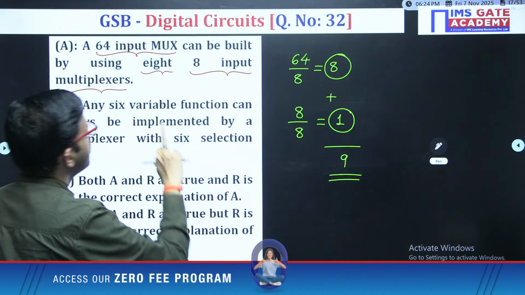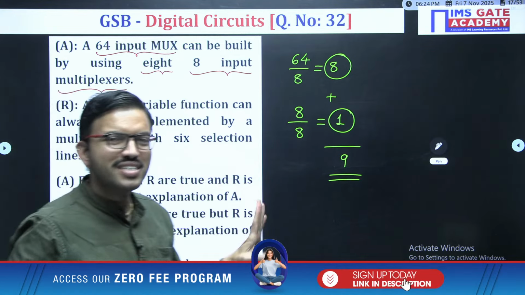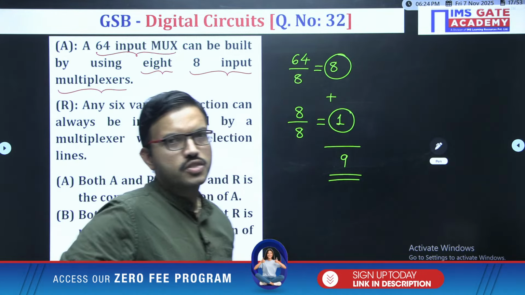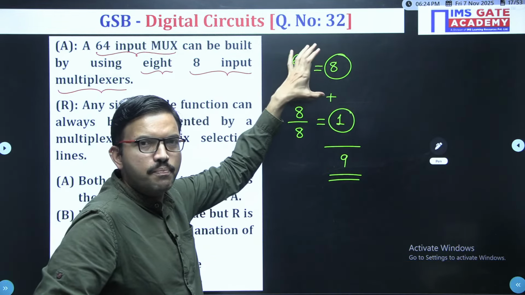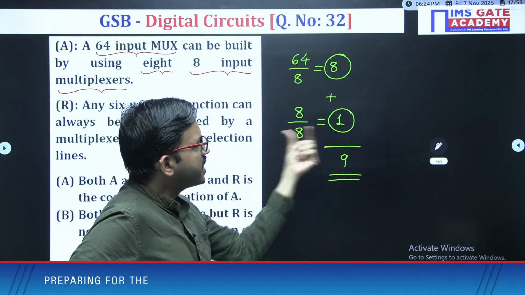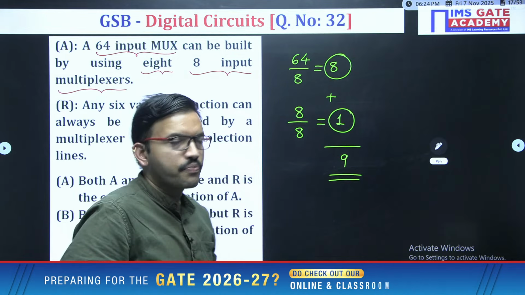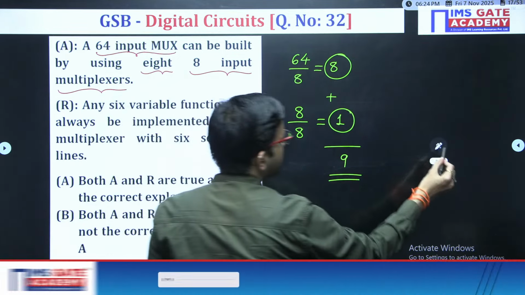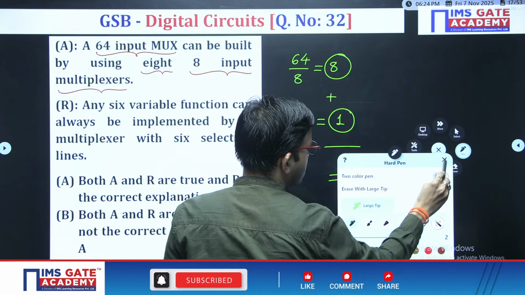But here they mentioned using 8 input mux or 8 by 1 mux. No, not possible. We require a total of 9. 8 muxes are required at the first stage, but to get the overall 64 by 1 mux, at the second step we require 1 more mux. So together 8 plus 1 is 9. Because of that, statement A is wrong.